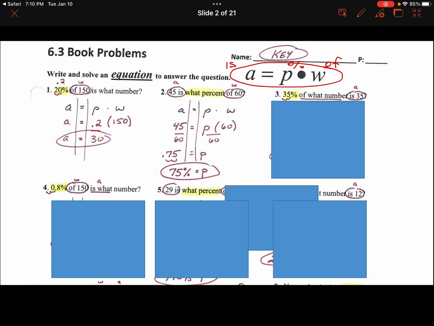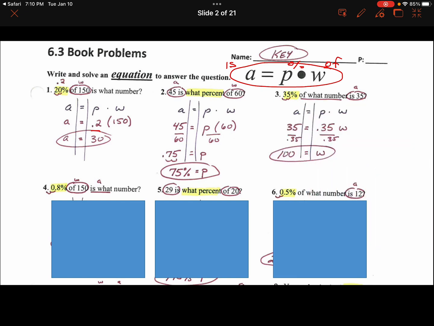Number 2, you had the 45, which is your is or A, the part, and the of was the 60. And so this time you're finding the percent, which means you divide, you get 0.75. And remember, now you have to move the decimal point at the end of the question to change it back into the percent form. So 75% is that answer.